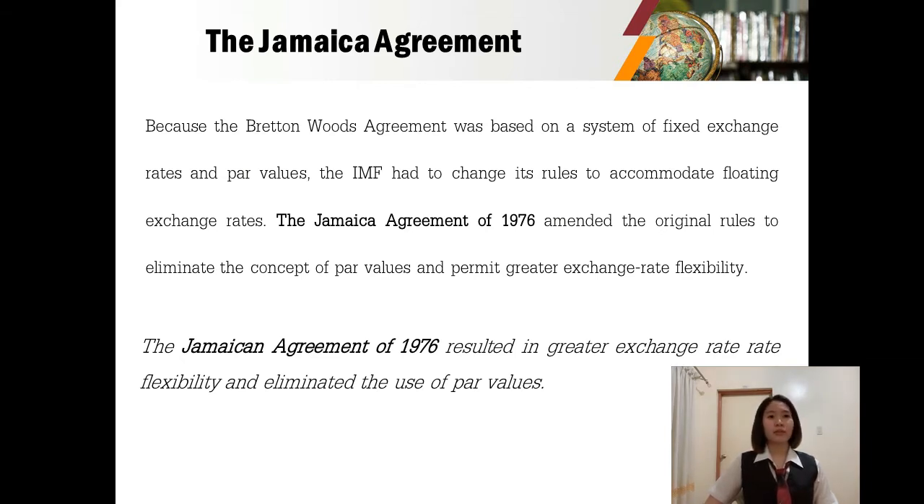The Jamaica Agreement of 1976 amended the original rules to eliminate the concept of par values and permit greater exchange rate flexibility. The Jamaica Agreement resulted in greater exchange rate flexibility and eliminated the use of par values. So this agreement changed the original rules to abolish the concept of par values and give authorization to allow exchange rate flexibility. The move toward greater flexibility can occur on an individual country basis as well as an overall system basis.